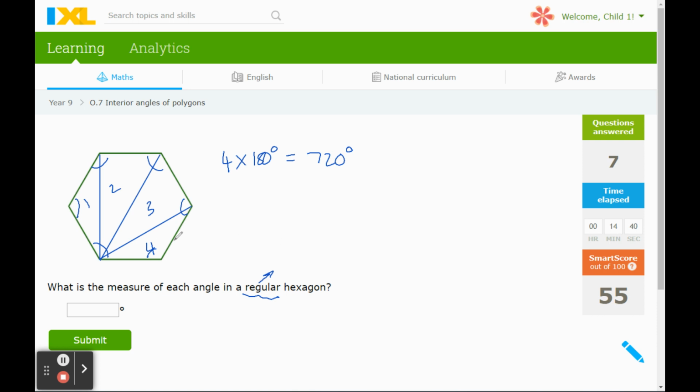It is regular, so we know all the sides are equal, and we know all the angles are equal. And we've got 6 of them. So if I take 720 and divide it by 6 sides, I'll get the angle for each. So what is 720 divided by 6? 120 degrees. So that means each of those angles on the inside will be 120 degrees.